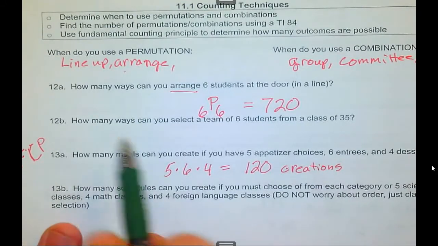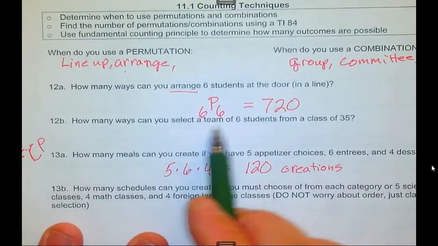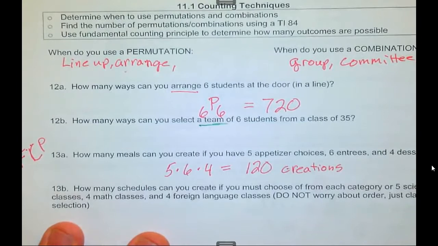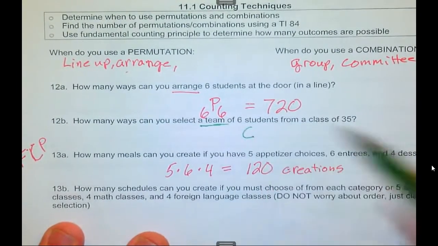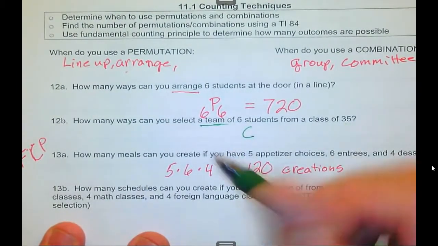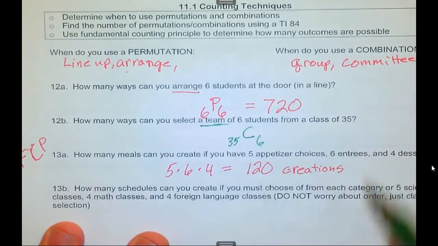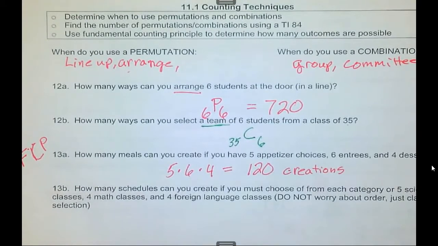12B. How many ways can you... here's a team, so what am I going to use? Combination. My total goes first, 35. Choices go second. Okay, everybody remember how to put this in your calculator? Not combination. Combination's got a word formula.